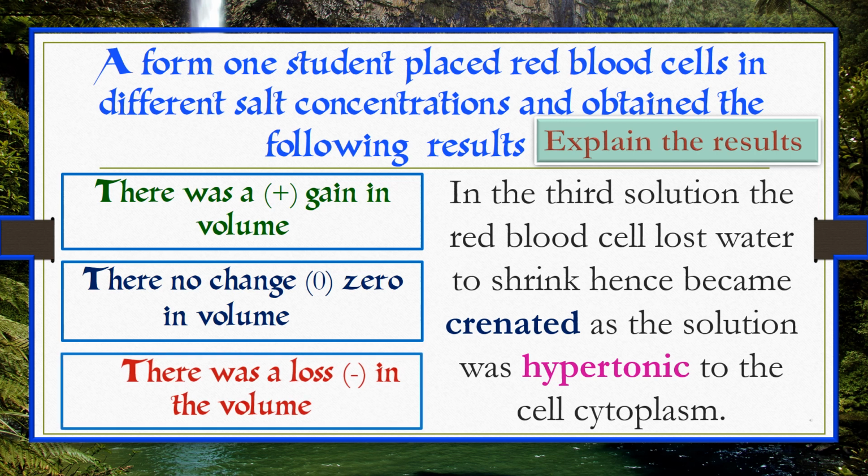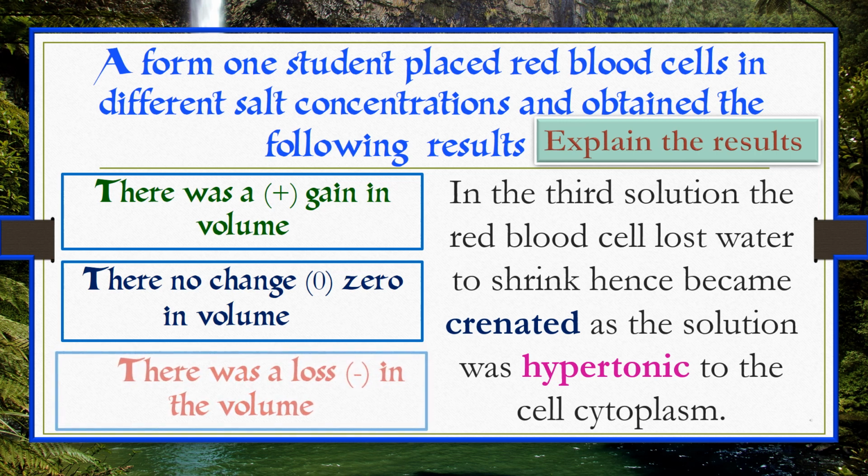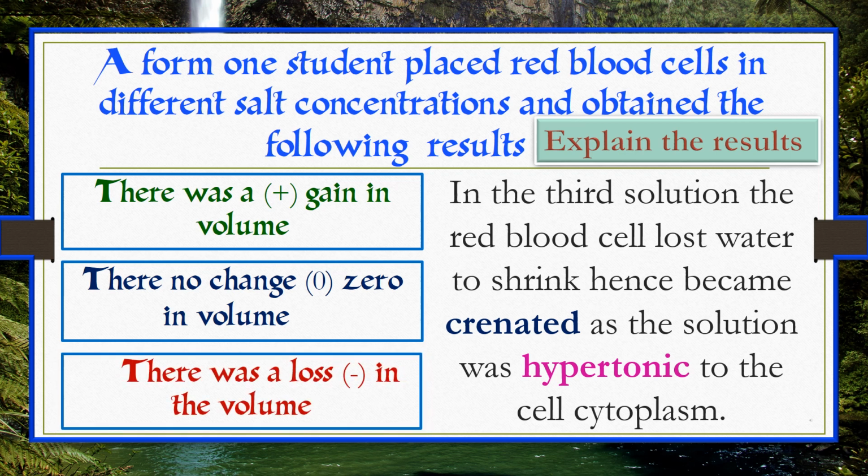In the third solution, the red blood cells lost water, shrank, and hence became crenated, as the solution was hypertonic to the cell cytoplasm. This means that in the third solution, the red blood cells lost a lot of water because the solution was hypertonic, and therefore they became crenated.